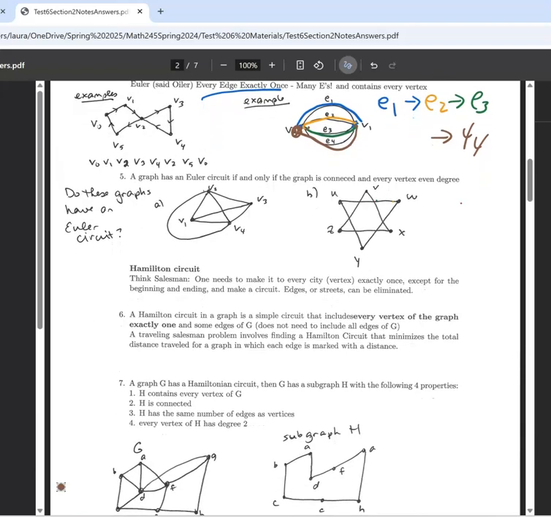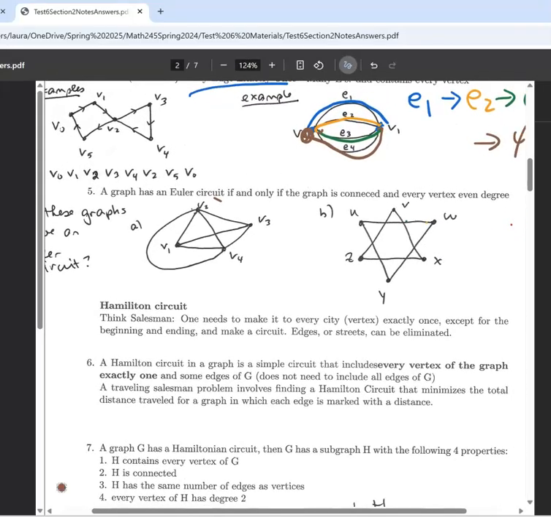So does this have an Euler circuit? Let's think about all of the criteria. Does it look like it's connected? It does look connected, right? I can get from one vertex to another. Does it look like every vertex has even degree? Oh, it does not, does it? I think this vertex here has odd degree. So since that is an invariant that stops us from having an Euler circuit, there is none. Okay, how about this one?